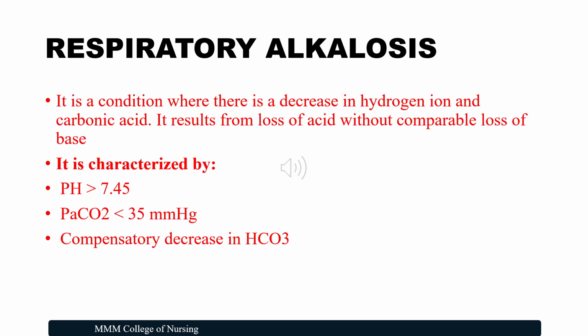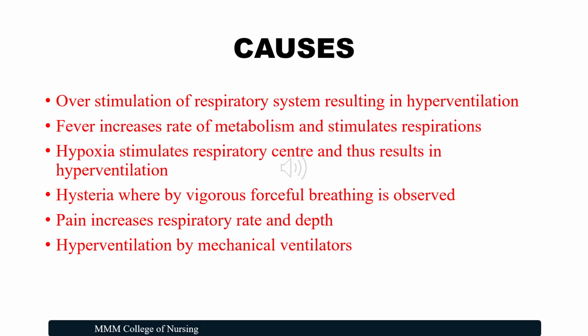So next we are coming on to respiratory alkalosis. In respiratory alkalosis, it is a condition where there is a decrease in the hydrogen ion concentration resulting from an increase in the pH level and a decrease in the carbon dioxide level. So the pH level is increased to more than 7.45 and the carbon dioxide level is decreased to less than 35 mm of Hg, and there is a compensatory decrease in the bicarbonate level also.